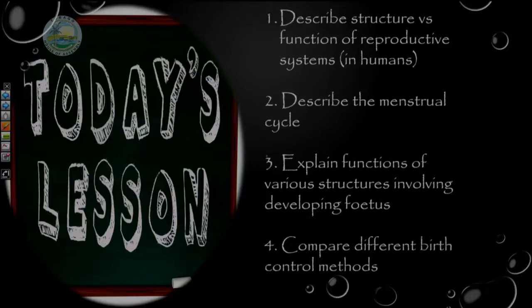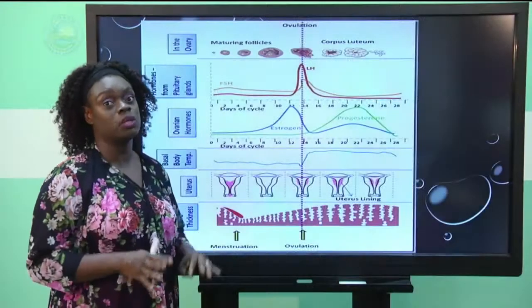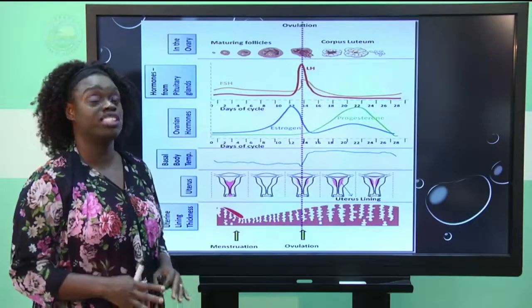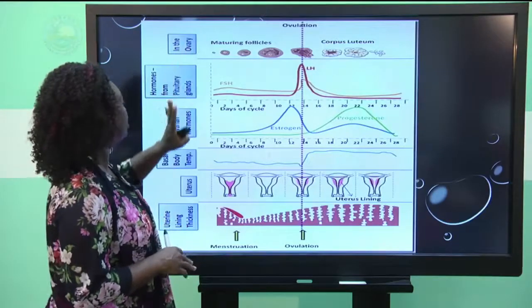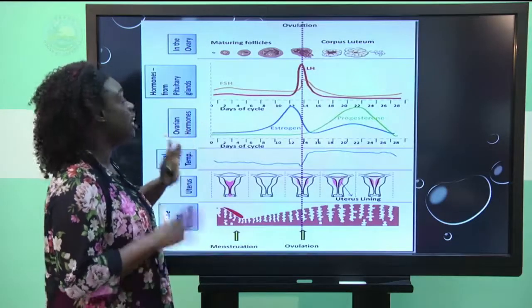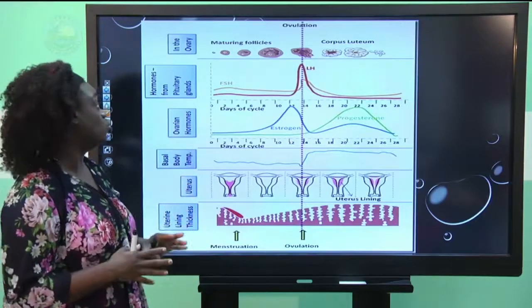So this is the kind of diagram that you most likely would see in some of your multiple choice questions. And because we went through what happens in the ovaries separate from what happens in the uterus, it should make more sense to you now.